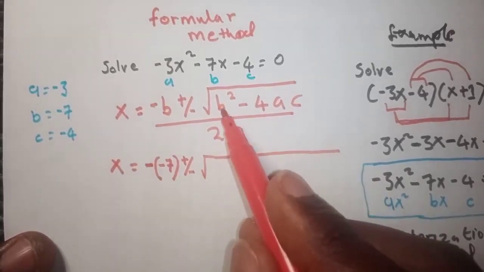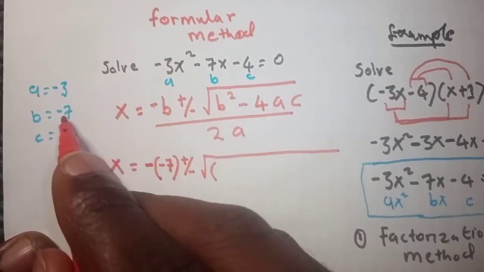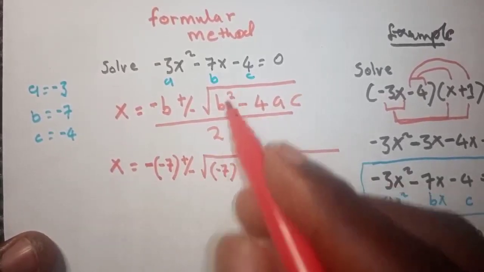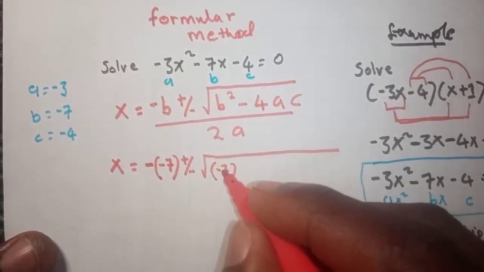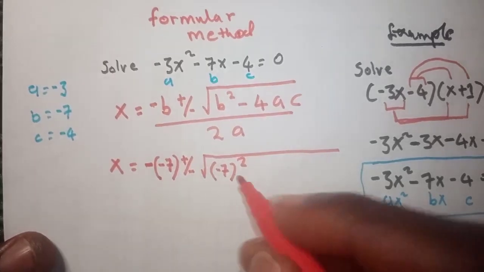So whenever you are replacing, I've said open brackets. Open your brackets. What is b again? -7. Now there is a square, okay? b squared, okay? A square there. So this is how you replace.